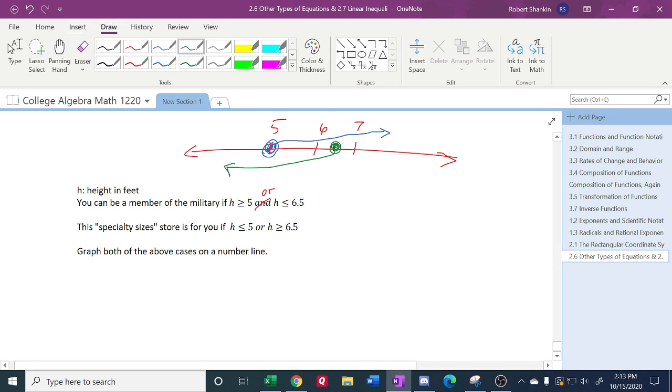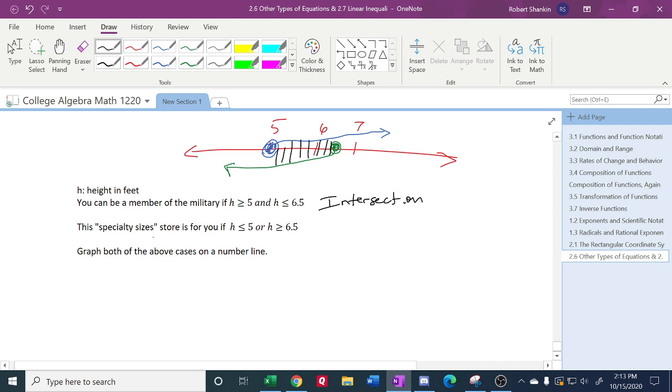What they mean when they say "and" is they only are going to allow the overlap between these two sets. So see how they overlap here, where you're both green and red, and that's the only thing that's allowed to be a member of the military if this and this. When you have "and," it's called the intersection, of these two lines, where both lines meet.